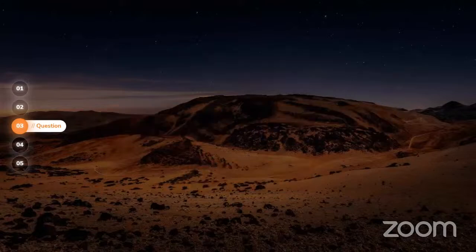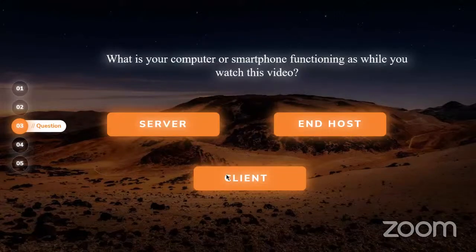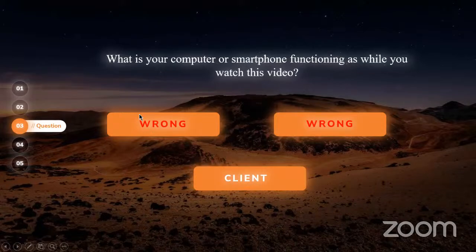So the answer is client. Okay. So end host is just a category, guys. It's not a rule. Server is definitely not the answer, because you guys are not sending anything. You are consuming the video. So server is totally wrong. Some of them said end host, but cool. No problem. It's okay to be confused, but I hope now it is clear.